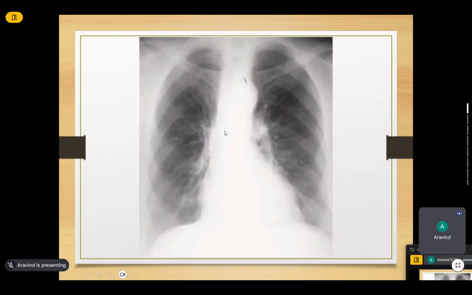In this illustration, you can see that the hemidiaphragm is not visible, and you can't see the cardiac borders also. It is very bright. The film is also very bright. We're unable to see the vertebral bodies. So this is improperly exposed, underpenetrated. It is not properly irradiated.